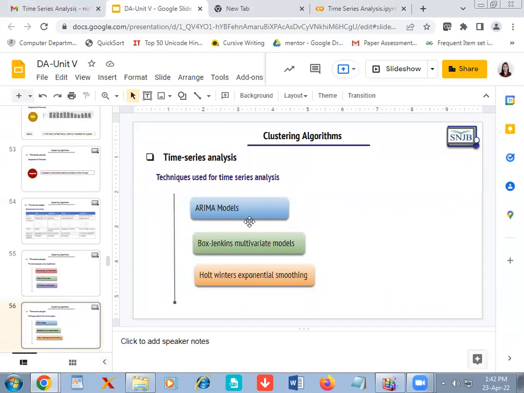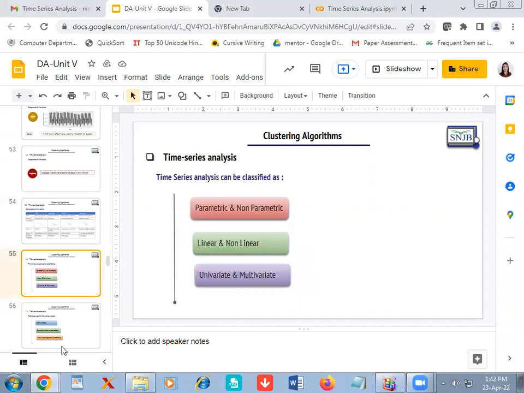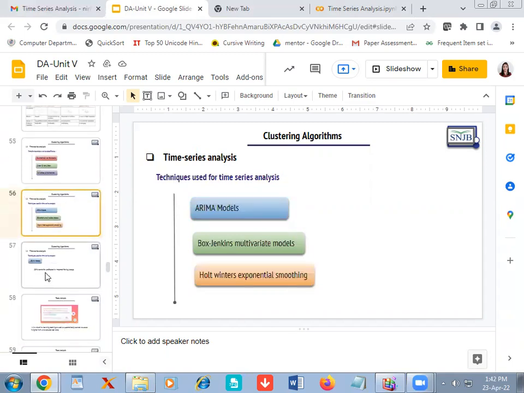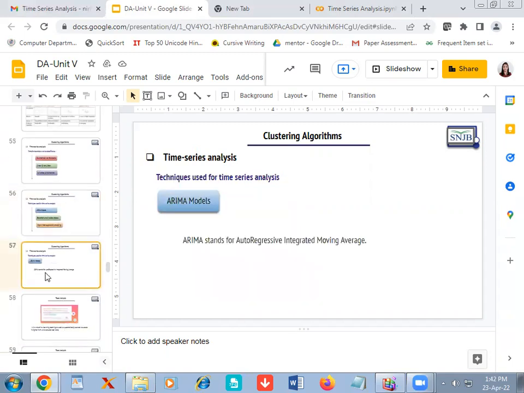ARIMA stands for autoregressive integrated moving average. Here you can use Machine Learning Mastery for the ARIMA model and then forecast something. So this is all about today's lecture.